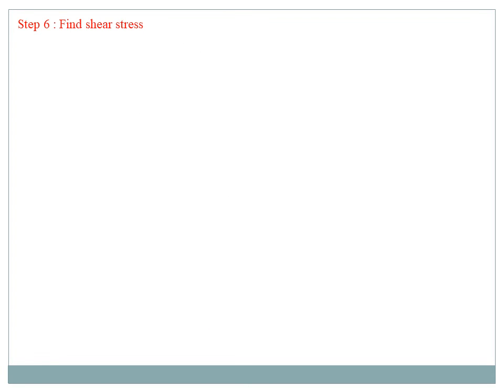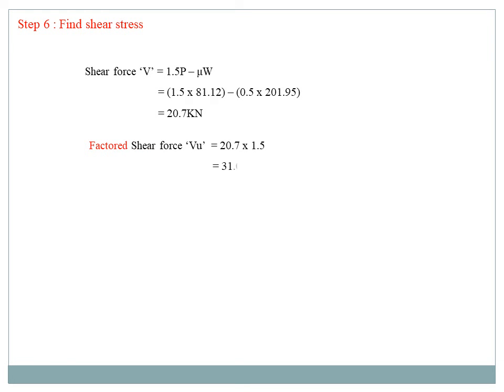So step number 6, find shear stress. So shear force V is equal to 1.5 P minus mu into W. This is the formula. So 1.5 into P. All the values you can already find in our previous steps, so you can directly apply the values. You get the answer: P is equal to 81.12, then the mu value is also known, and the W value is also known. So finally the answer is 20.7 kilonewton. Then factored shear force Vu is equal to 20.7 into 1.5, where 1.5 is the load factor. So 31.05. Then shear stress tau V is equal to Vu by BD.